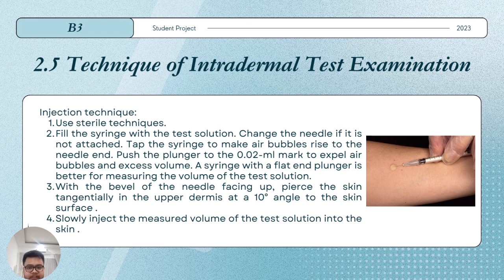With the bevel of the needle facing up, pierce the skin tangentially in the upper dermis at a 10-degree angle to the skin surface. Slowly inject the measured volume of the test solution into the skin.